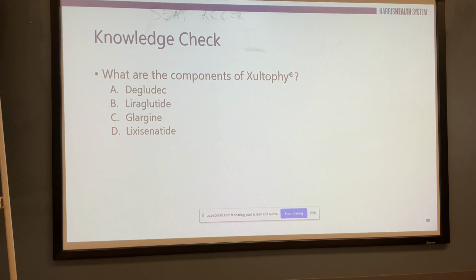All right, so our last batch of knowledge checks. Anybody remember the components of Zoltify? So there's more than one answer. C is there. That's right. So A and B is Zoltify, and the other two options are the components of Soliqua.